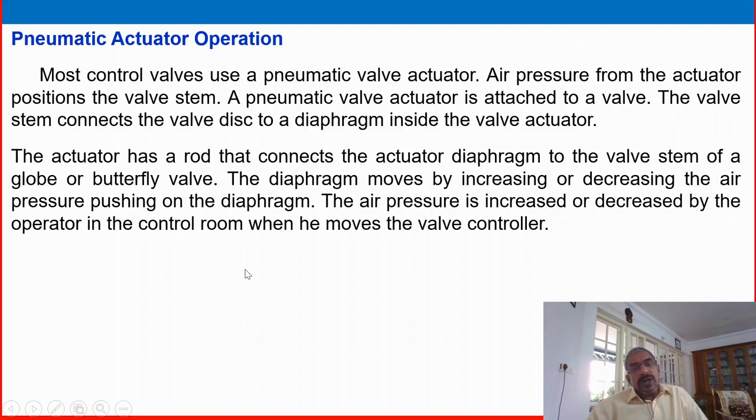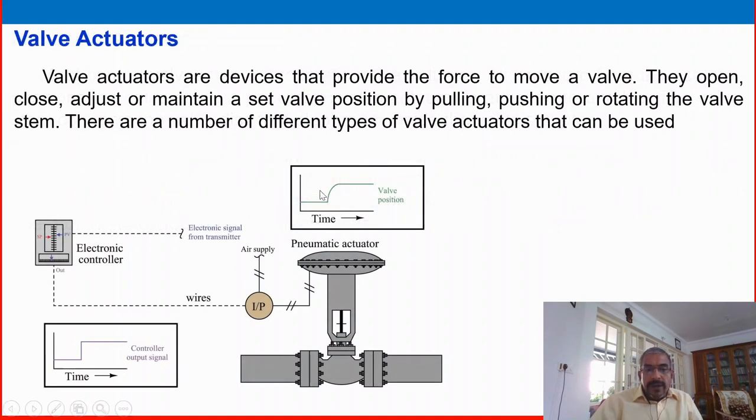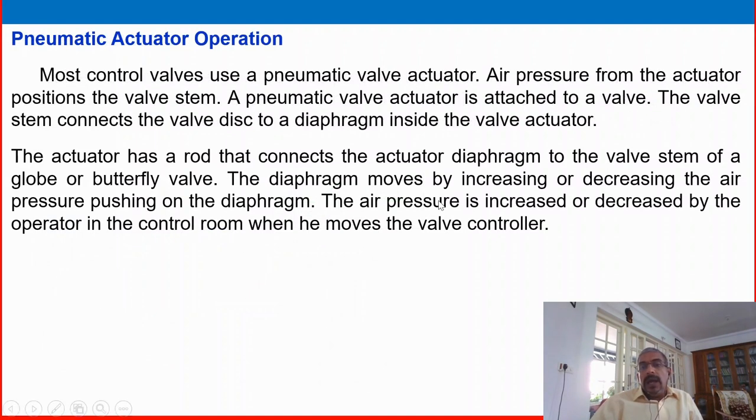Pneumatic actuator operation. Most control valves use a pneumatic valve actuator. Already I have discussed that, and this is a pneumatic actuator. Air pressure from the actuator positions the valve stem. A pneumatic valve actuator is attached to a valve. The valve stem connects to the valve disc and to a diaphragm inside the valve actuator. The actuator has a rod that connects the actuator diaphragm to the valve stem of a globe or water flow valve or any different type of valve. The diaphragm moves by increasing or decreasing the air pressure pushing on the diaphragm. The air pressure is increased or decreased by the operator in the control room when he moves the valve controller.